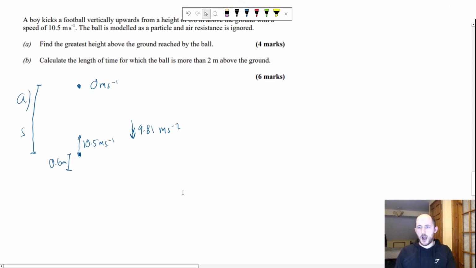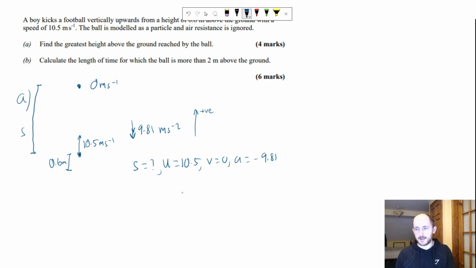It's a very fine wording. So I'm going to take upwards as positive. And let's do SUVAT. So S is equal to don't know because we're trying to work it out. U is equal to 10.5. V is equal to 0. A is negative 9.81. And time is we don't know. Okay. So working out SUVAT, V squared equals U squared plus 2AS is definitely one of them using the variables that we have.